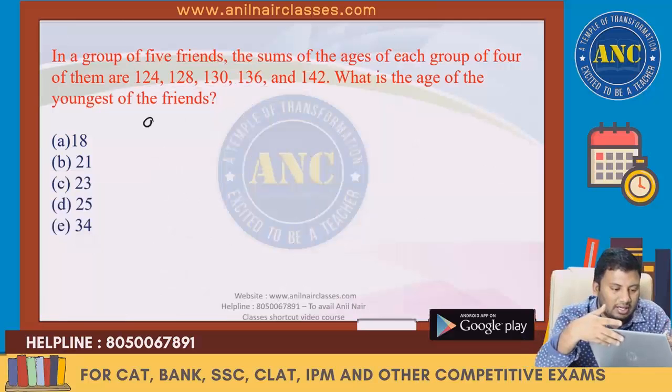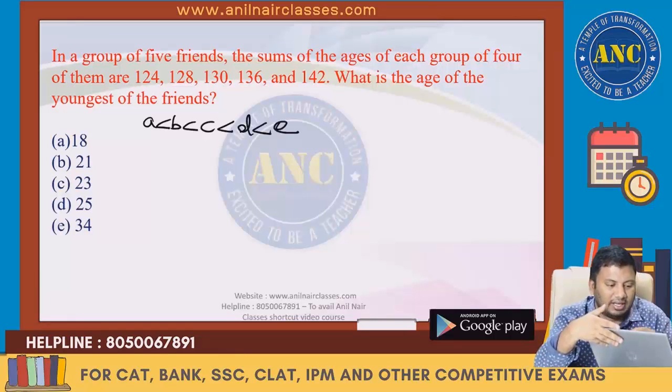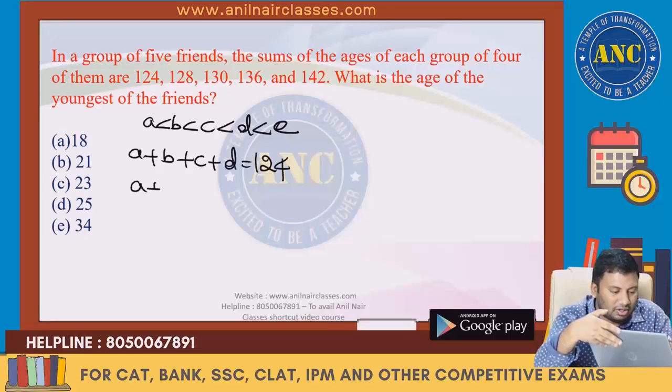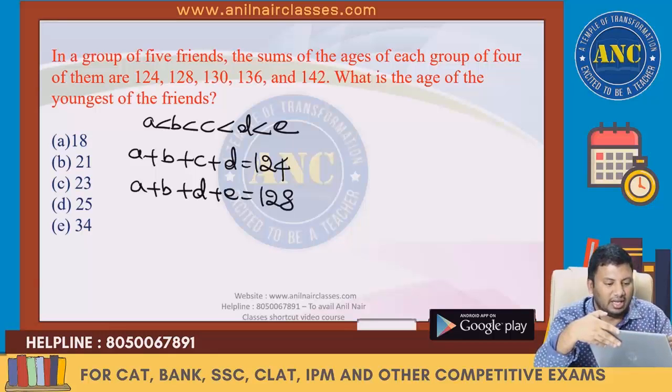So A less than B less than C less than D less than E. The lowest is A plus B plus C plus D, which is 124. The next lowest is A plus B plus D plus E, which is 128. The highest is the highest foursome, B plus C plus D plus E, which is 142. Highest. I hope it is clear.